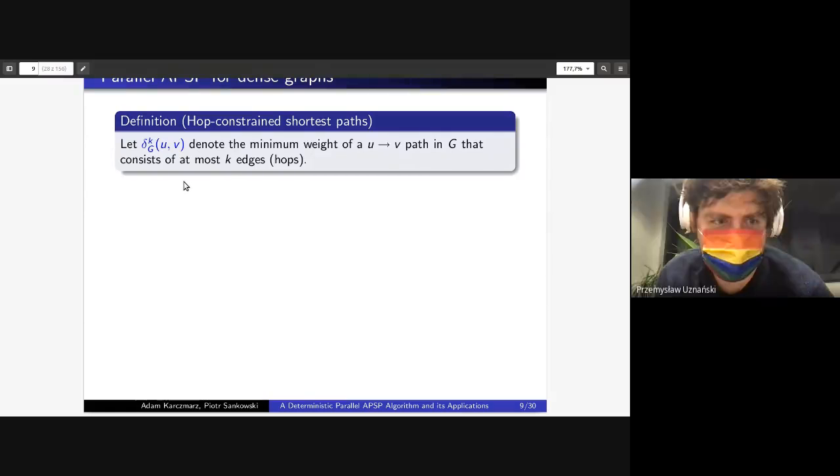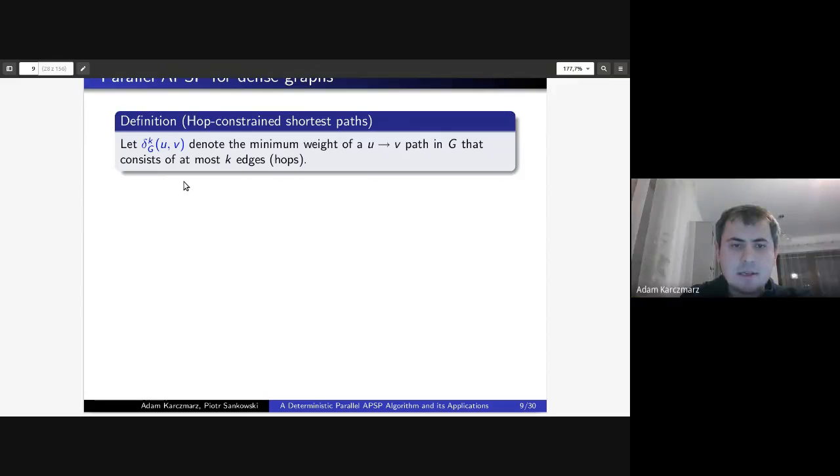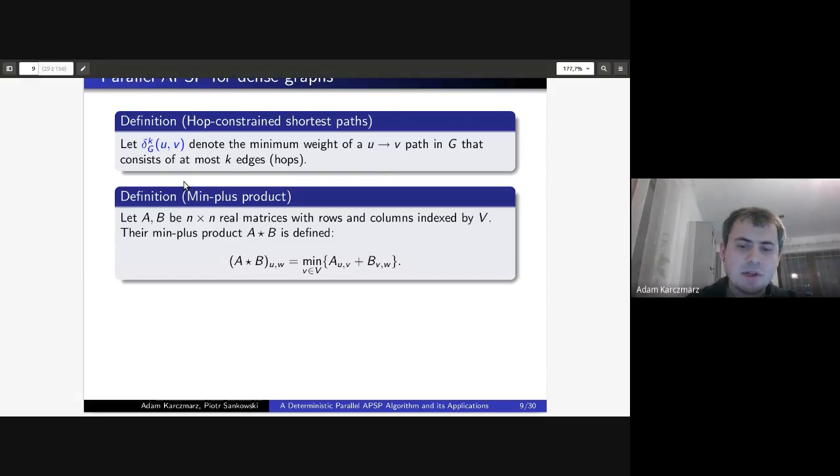No, doesn't work. Okay. So let this thing highlighted in blue denote the minimum weight of a u to v path in G that consists of at most k edges. We also call these edges hops. And we also call this blue thing the length of the shortest k-hop constraint path. Also, the min-plus product of two real matrices is like usual matrix multiplication, but we replace plus with min and times with plus. This is pretty standard.